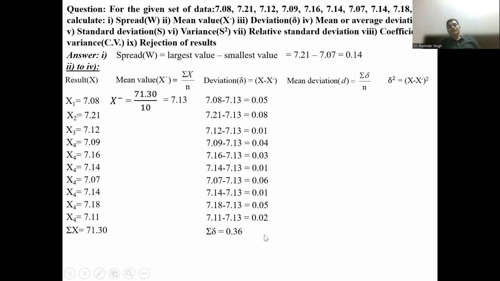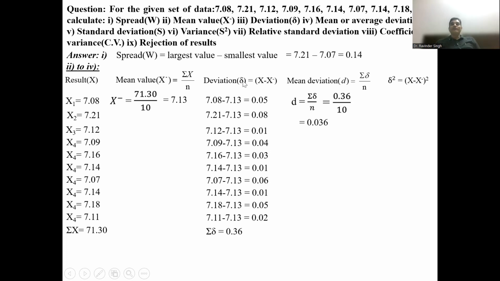Now we will take the mean of all these deviations, that is called the mean deviation. So mean deviation is equal to the sum of all these deviations divided by the total set of values, that is the value of n here. Now put the values: 0.36, the total sum of all these deviations, divided by the total set of values here. The total set of values here are 10 in number, so the value of n is 10. The answer comes out to be 0.036.